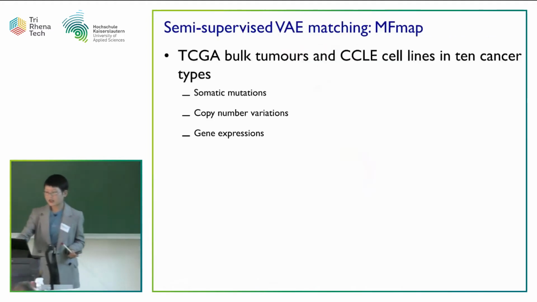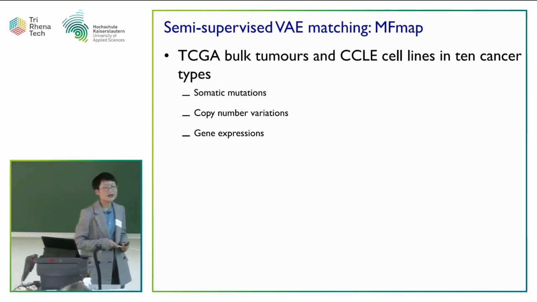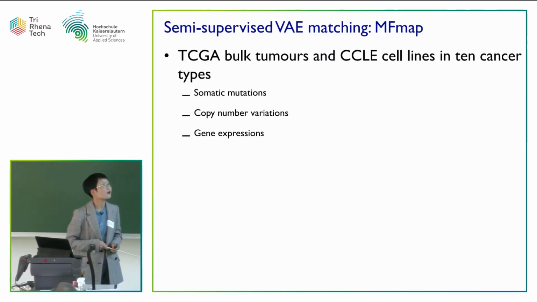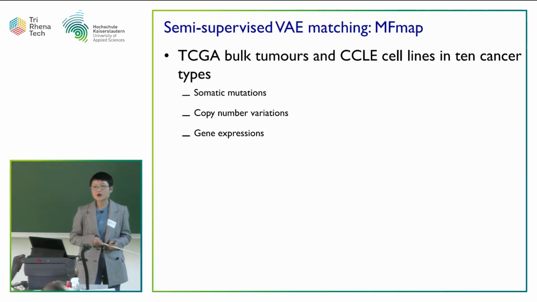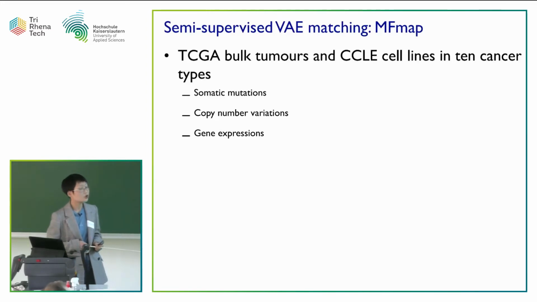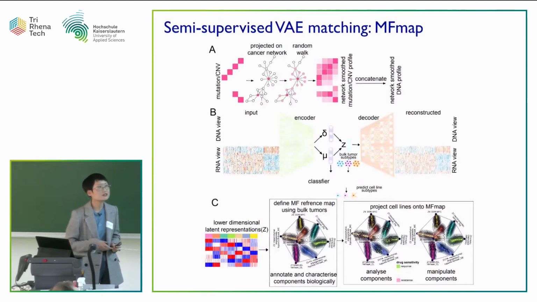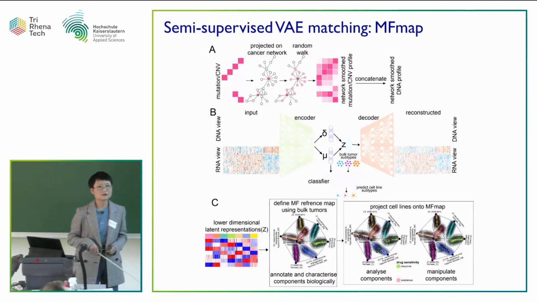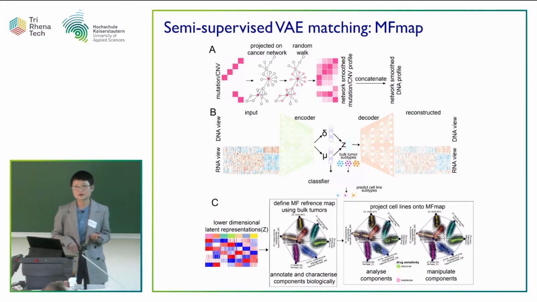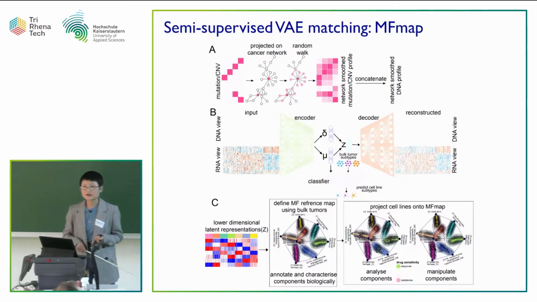So we were asking ourselves, is there any way to integrate a lot of different data modalities to identify the most optimal cell lines for bulk tumors, including somatic mutation, copy number variation, and gene expression. In our settings, for the cell lines, there are no labels, but for bulk tumors, we have the labels. So a semi-supervised VAE is perfect for solving this problem.